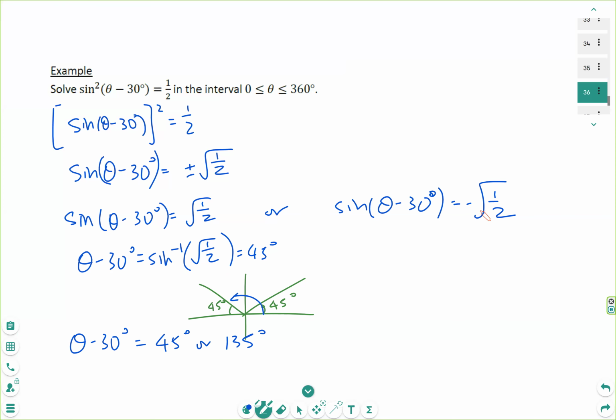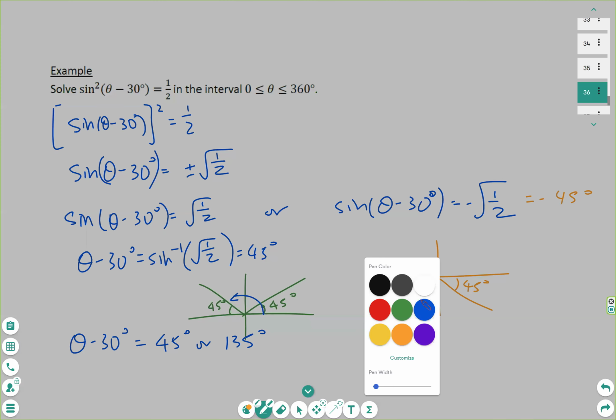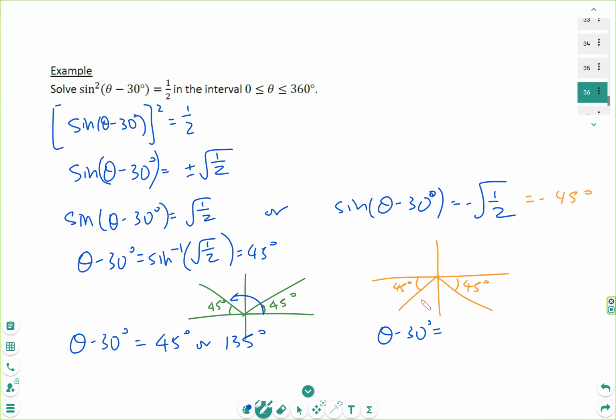Now for this one, because it's the negative version, you can do a new CAST diagram, which I'm going to do in here for you. So if you do inverse sine of negative 1 over root 2, you get negative 45 degrees. Negative 45 degrees is the same as here. For sine to be negative, it reflects in here. Therefore, theta minus 30 degrees equals, go that way, which is 225 degrees. I try to rectify it, but that's 225 degrees or 315 degrees.